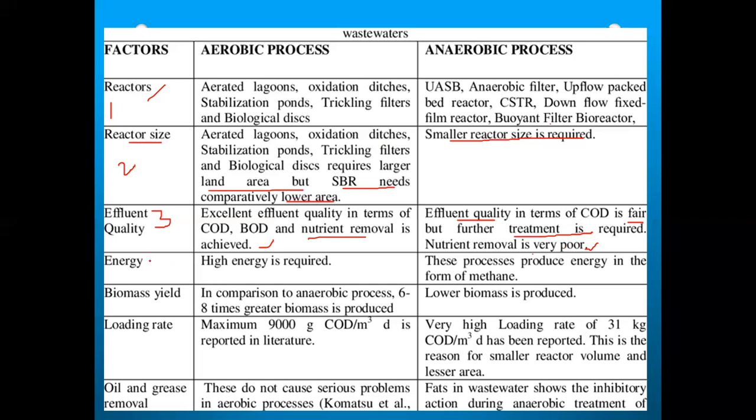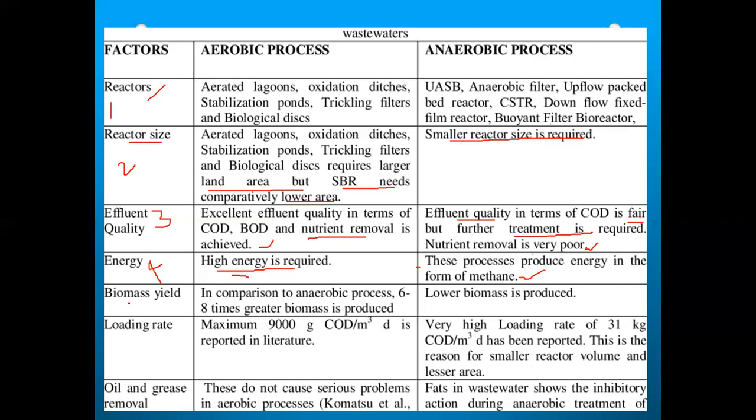Next, fourth one is energy. Here, high energy is required. Okay, here high energy is required, but here this process produces energy in the form of methane. In the anaerobic process, because of the absence of oxygen, the energy produced is in the form of methane. But here the high energy is required, and it is not produced in the form of methane.